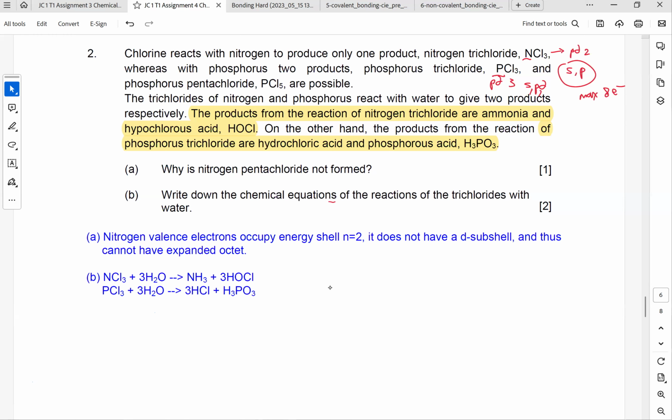Write down chemical equation. Guys, you're not in IGCSE anymore. They will not say write down and balance. They won't say that. So if you write me an unbalanced reaction equation, it is 0. You don't need to be told.